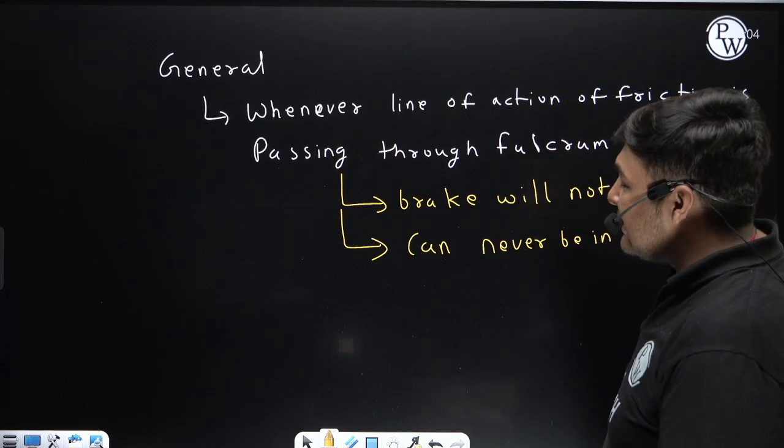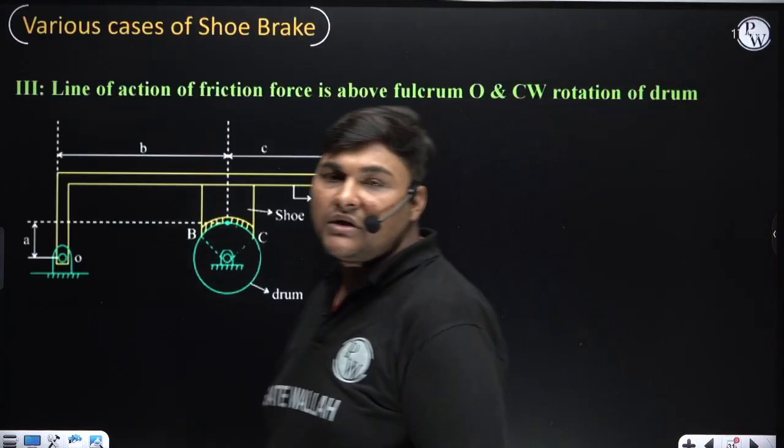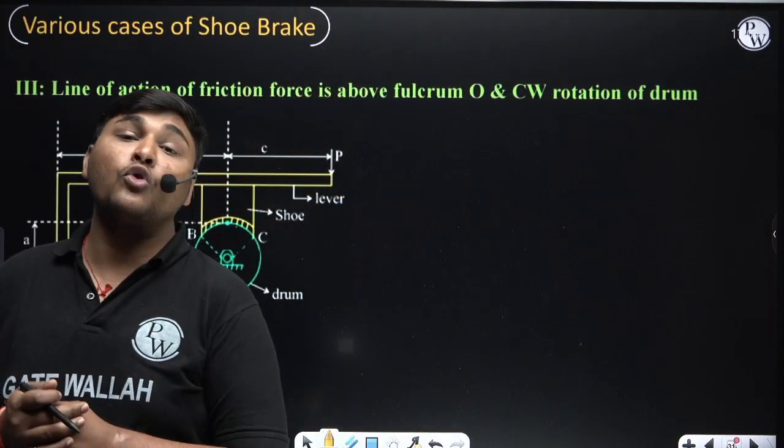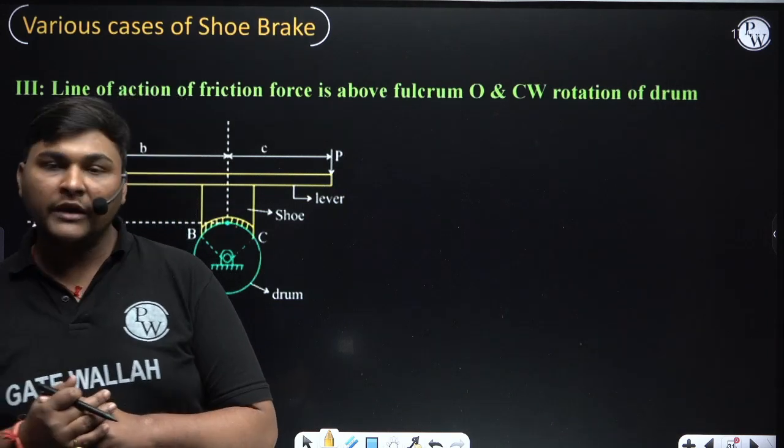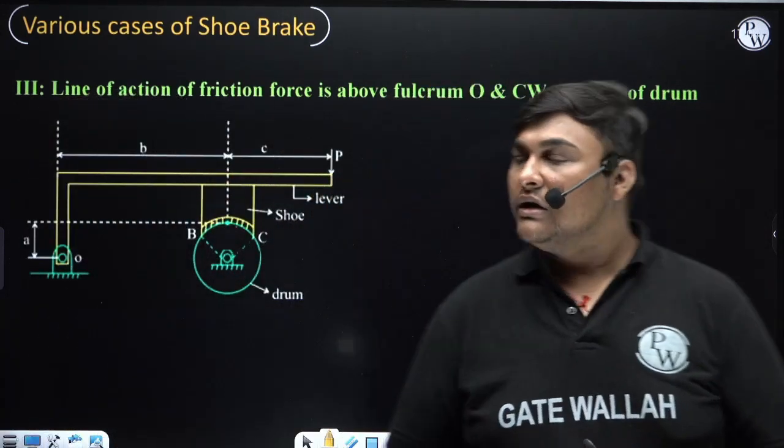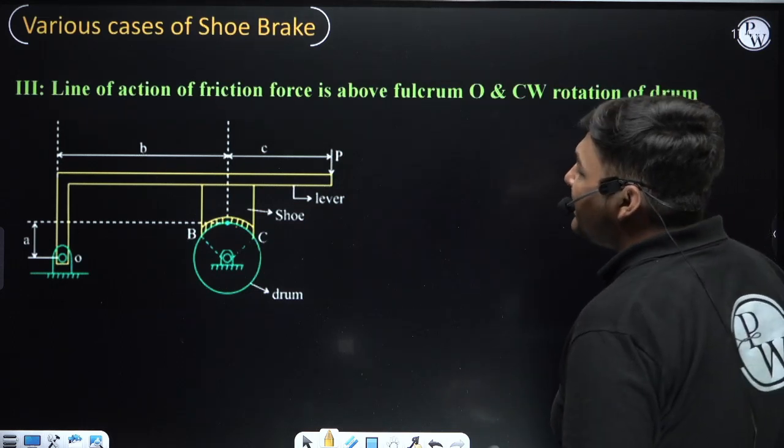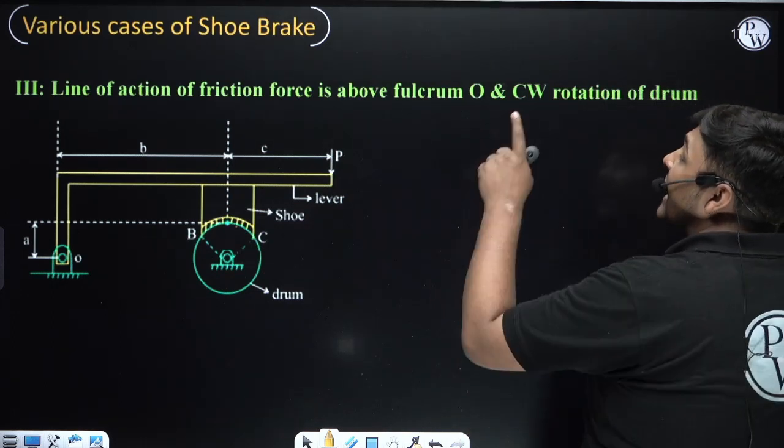But now the next case which I am going to discuss is important. When line of action of friction is not passing through fulcrum. Okay. That case is very, very important. So the third case is line of action of friction force is above fulcrum.